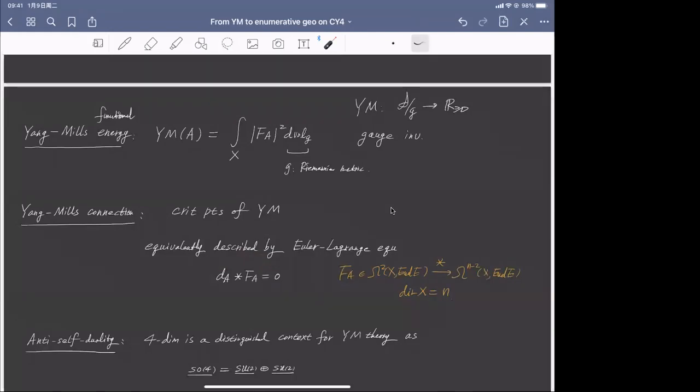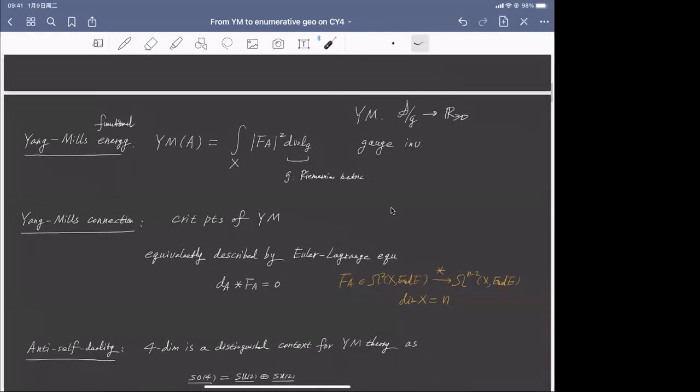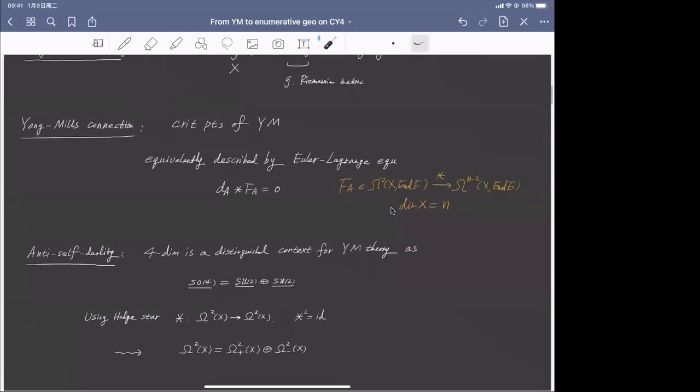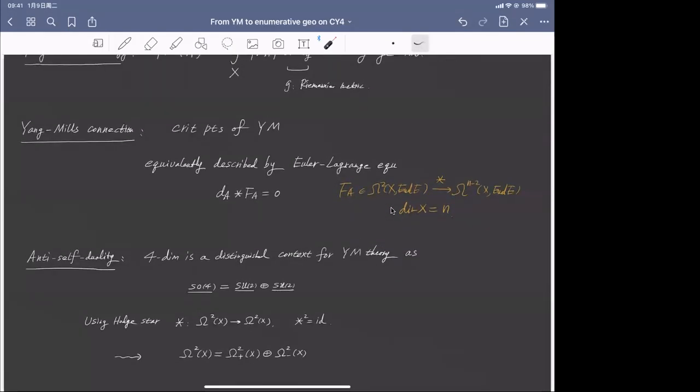This is the definition. Until now, this is a rather general setting. We can start with any smooth oriented closed manifold of any dimension, and we can talk about this Yang-Mills energy and Yang-Mills connection if we fix a metric. Now I want to specify the dimension of the base manifold. So this comes to the story of so-called anti-self-duality.